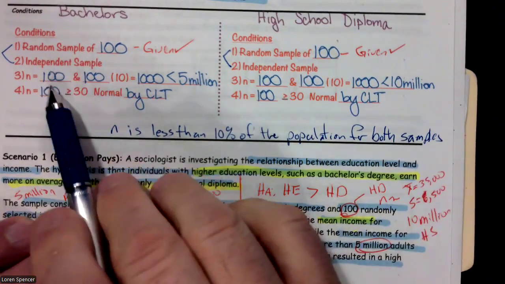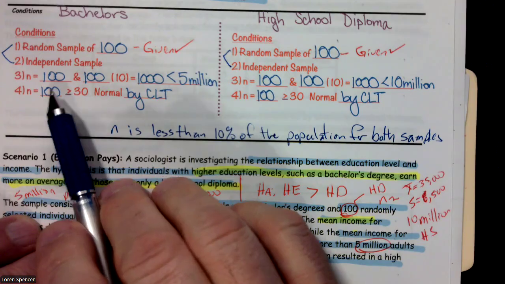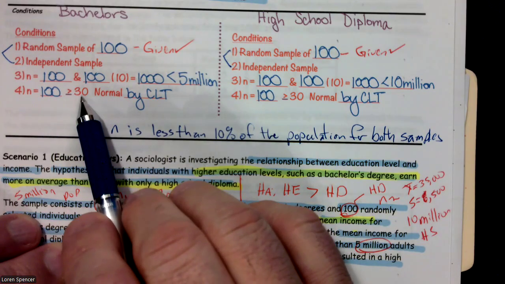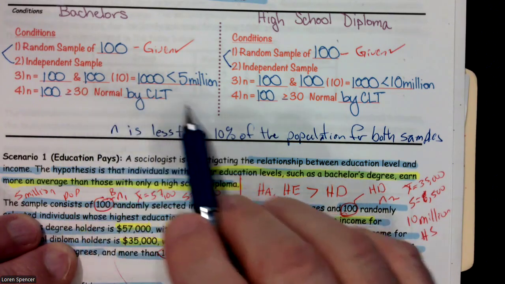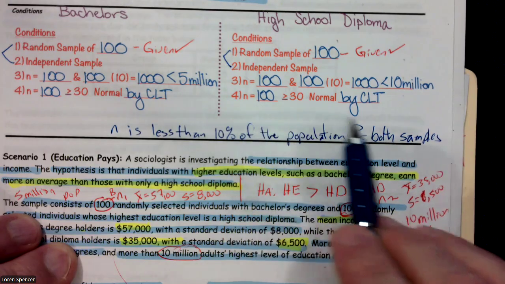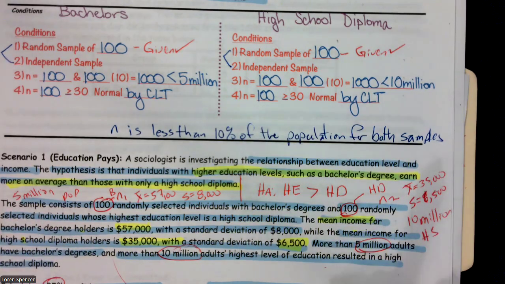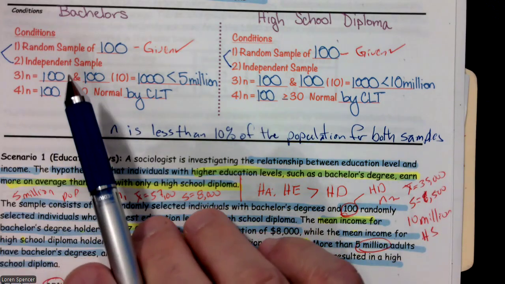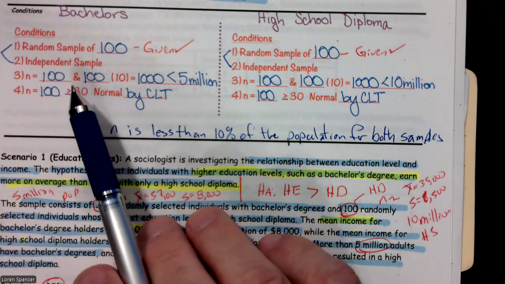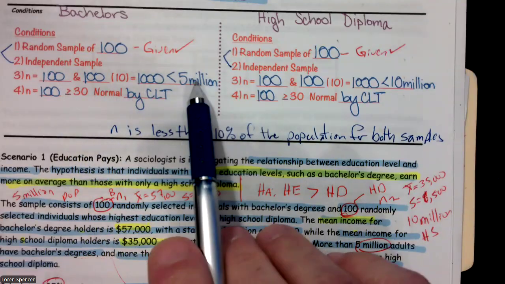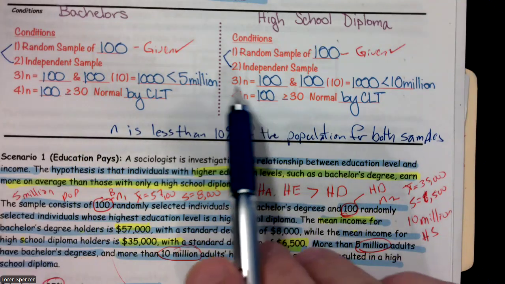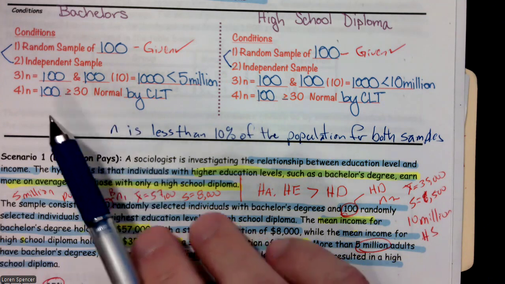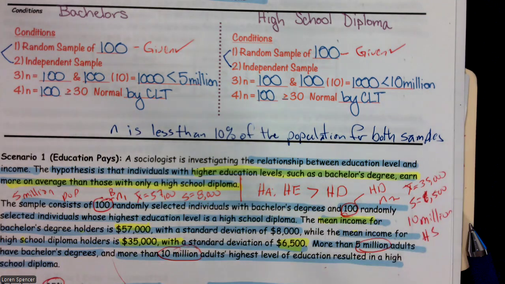All right. Now, our sample sizes are 100, which happens to be greater than 30. And once we hit the 30 threshold, it's normal by central limit theorem. And that's true for both of them. So we're good to go. All the conditions are met. Once again, random sample, two independent random samples for both. Sample size needs to be less than 10%. It was for both. And then they were both greater than 30. So they're normal by central limit theorem.